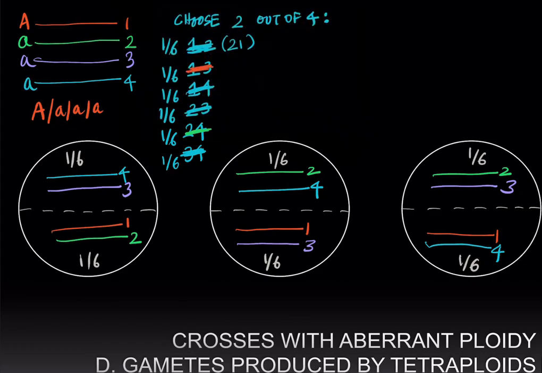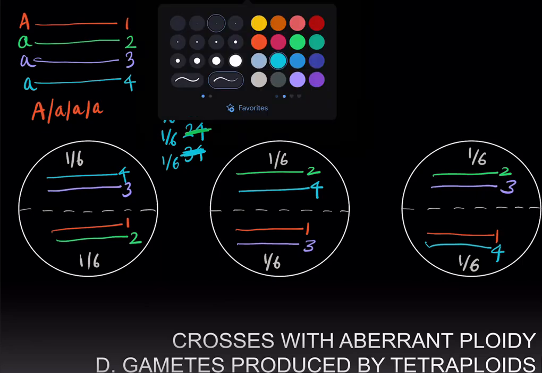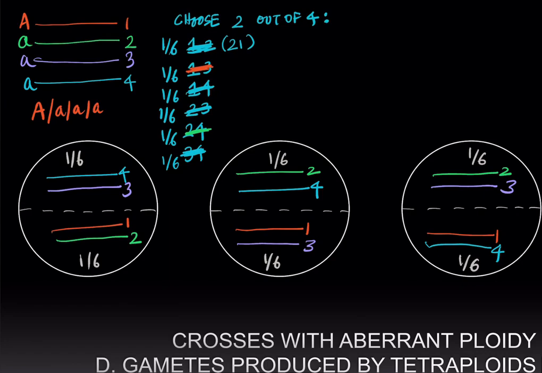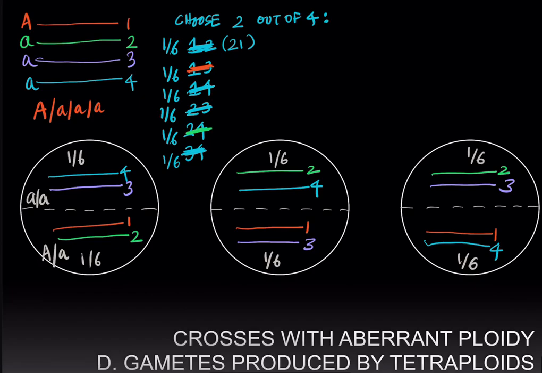And therefore, I can go and write down the genotypes of these diploid gametes. For example, my 1, 2 gamete is going to be big A, little a. The 3, 4 gamete is going to be little a, little a. The 1, 3 gamete is big A, little a. And the 2, 4 gamete is little a, little a. The 1, 4 gamete is big A, little a. And the 2, 3 gamete is little a, little a.